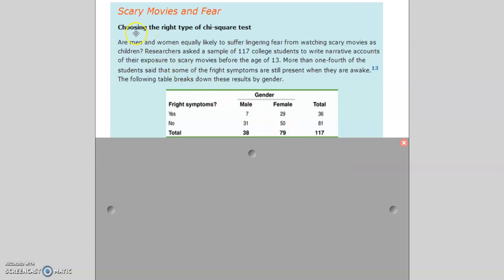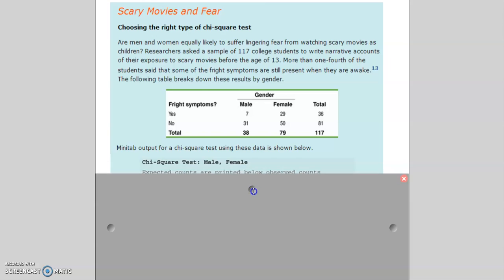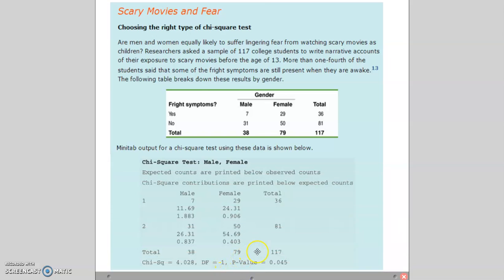All right. Scary movies and fear. Are men and women equally likely to suffer lingering fear from watching scary movies as children? So researchers asked a sample of 117 college students to write narrative accounts of their exposure to scary movies. More than 1/4 of the students said that some fright symptoms are still present when they are awake. And here are the results broken down by gender and their response to that question. So here is the output table for running a chi-squared test.